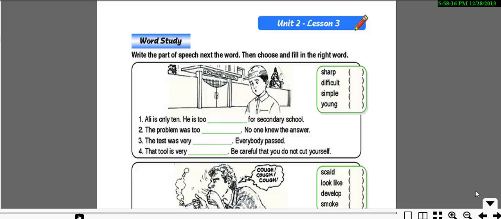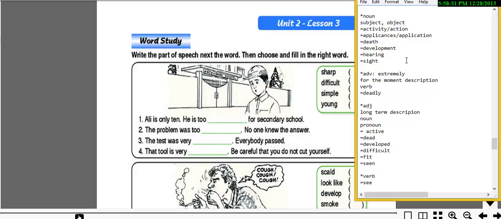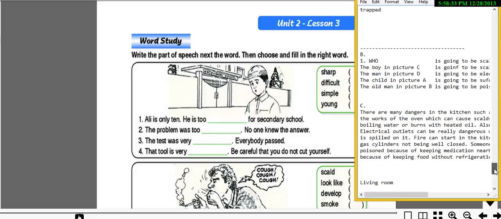Write the part of speech next to the word, then choose and fill in the right word. So we're just going to follow the same path as last time. We're going to read the words first, and define or consider what part of speech they are. So let's just get started without wasting any more time.